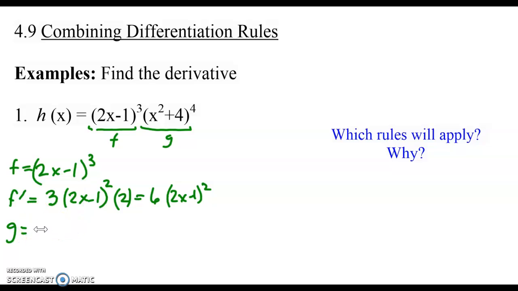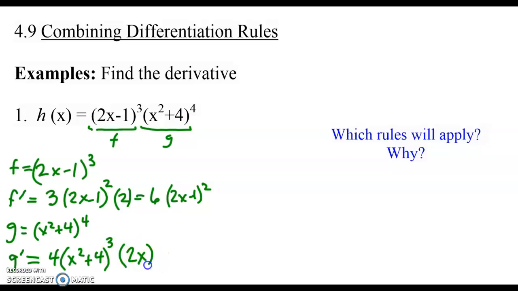And g is (x squared plus 4) all to the power of 4. The derivative of g, we again need to use the chain rule there. The exponent comes down to be the coefficient, multiplied by g to the power of the exponent minus 1. And then we take the derivative inside the brackets, which would be 2x to the power of 2 minus 1, which is 1. And the derivative of the constant will be 0, so we don't write it. So our derivative here will be 8x times (x squared plus 4) all to the power of 3.